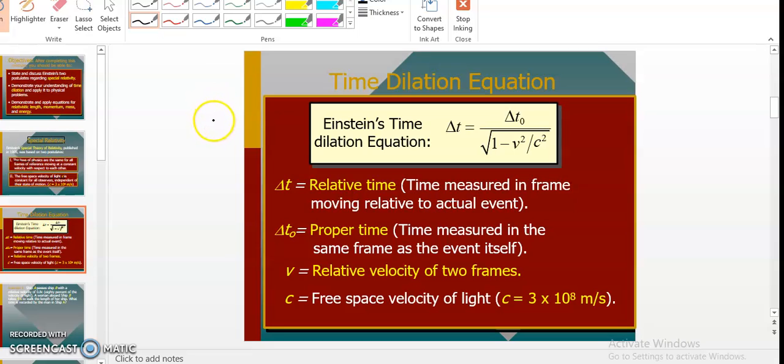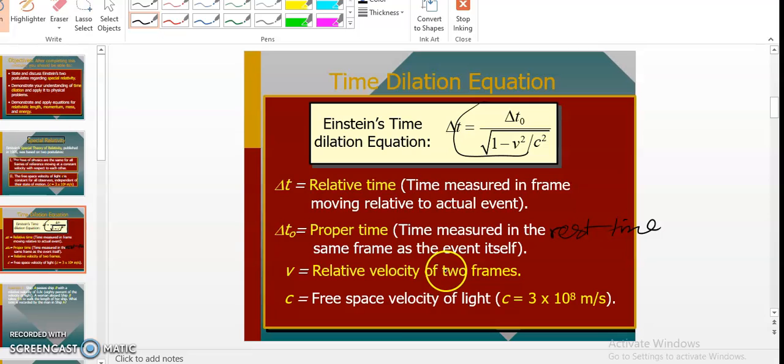So, Einstein's time equation. For the derivation of this equation, you can refer to the previous video so that you know how we arrive at this equation. This is delta t, which means the relative time, or the time measured in a frame moving relative to the actual event. Delta t naught is simply the proper time. Some people call it rest time, so you can as well say that this is the rest time when the object is at rest, or the proper time. So it is the time measured in the same frame as the event itself.